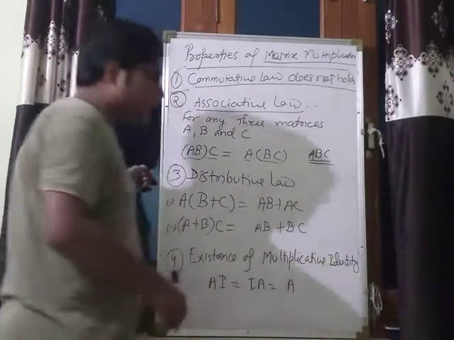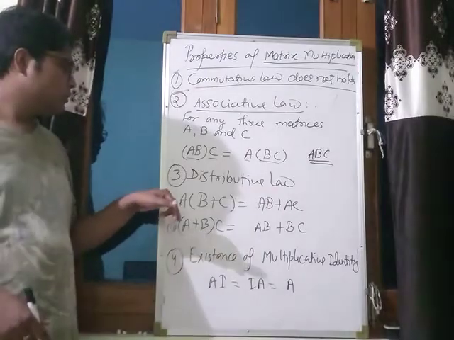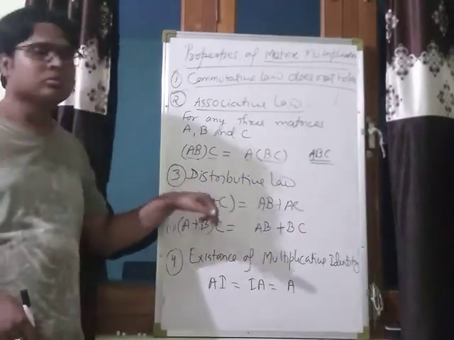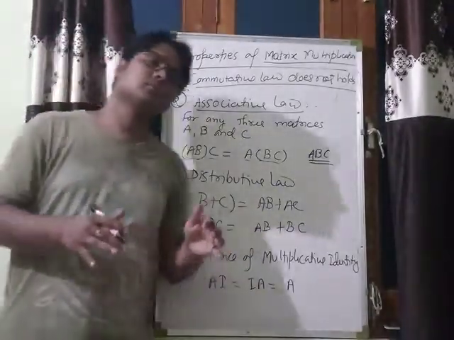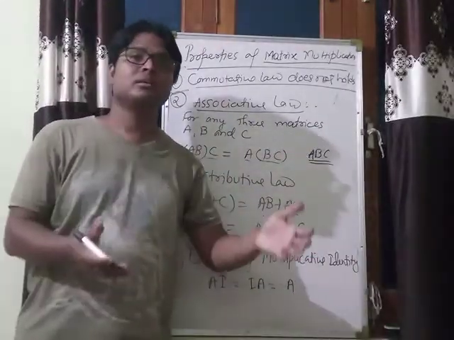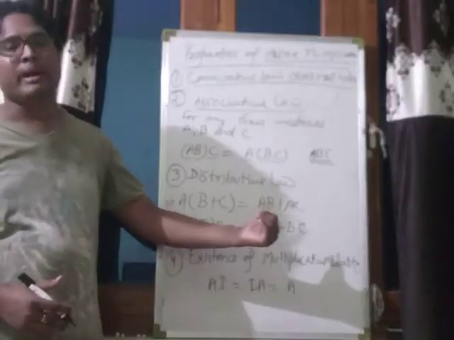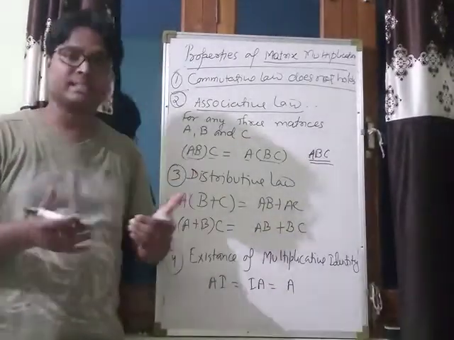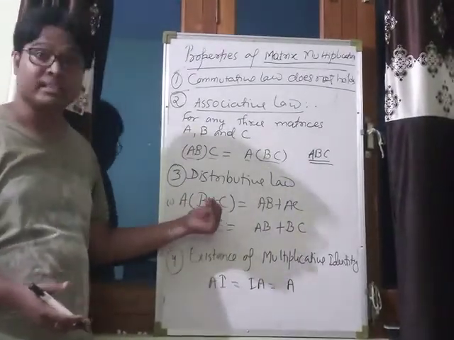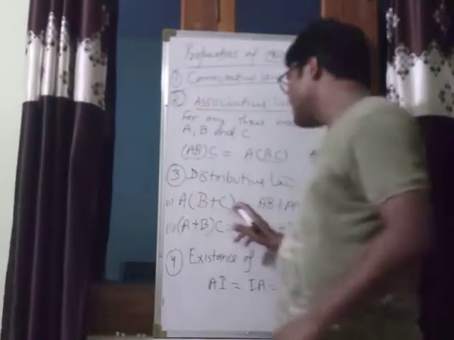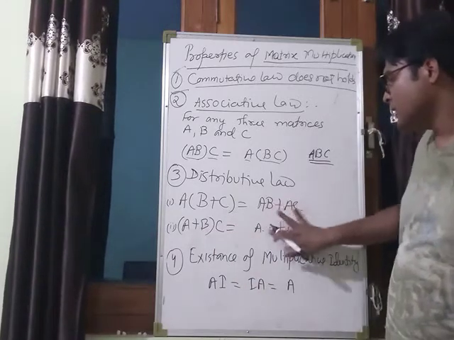And next one, the distributive law. I will also give you examples for verification of the distributive law. A into B plus C is equal to AB plus AC. Just like the distributive law of multiplication over addition on numbers, that also holds on multiplication of matrices. Matrix multiplication is distributive over matrix addition. Okay. So A into B plus C can be written as AB plus AC. A plus B into C can be written as AC. Sorry, here AC plus BC.